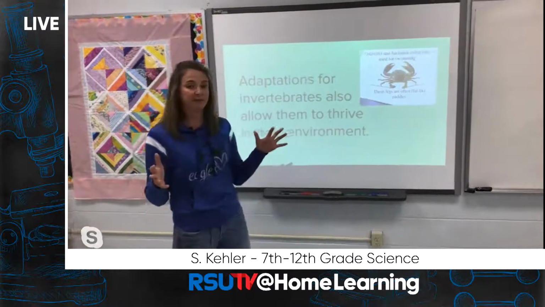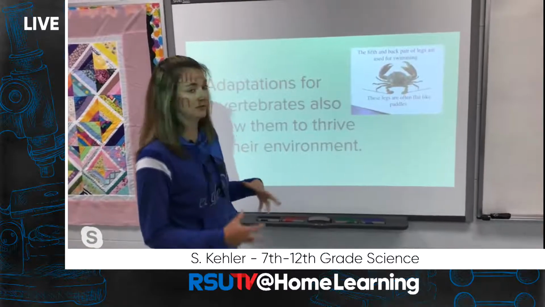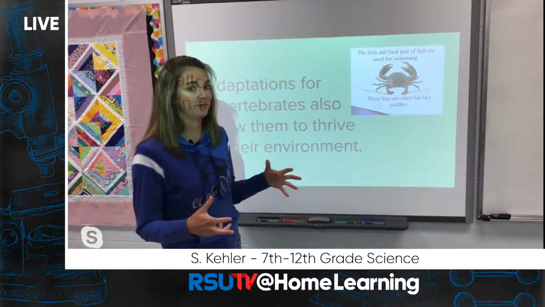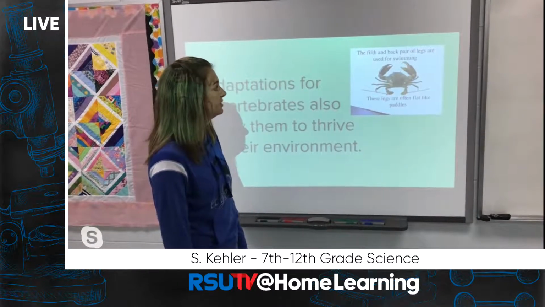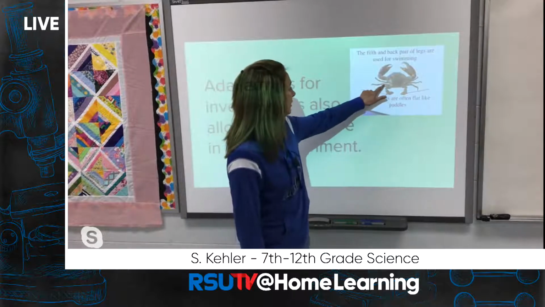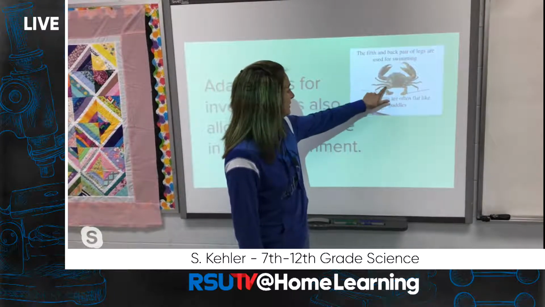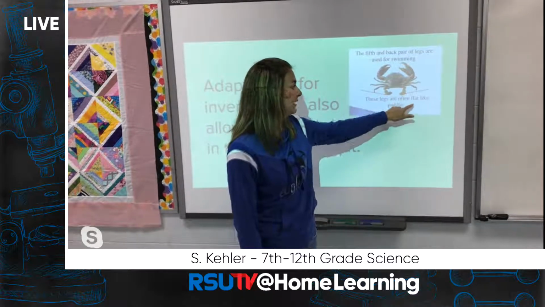And so I just picked one off of the internet. I thought this was kind of interesting. This crab has a lot of adaptations, and we're going to compare him to a crayfish here in a little bit. But the one that I picked out says the 5th and back pairs of the legs are used for swimming. And so if you notice, these legs right here are fairly thin, and these guys back here are wider. Okay, it says the legs are often flat, like paddles.